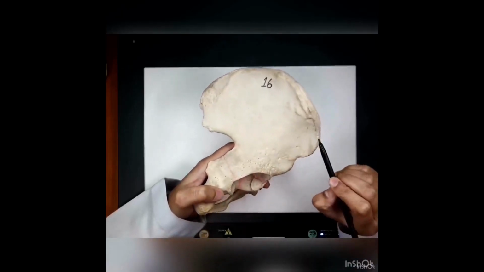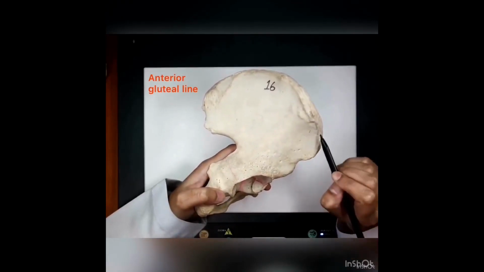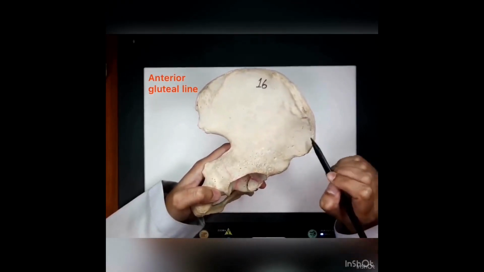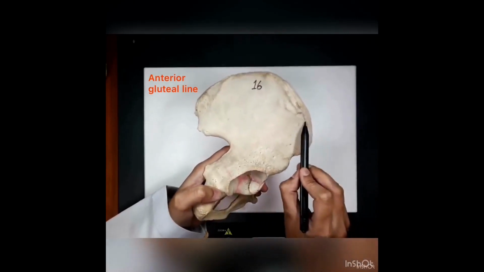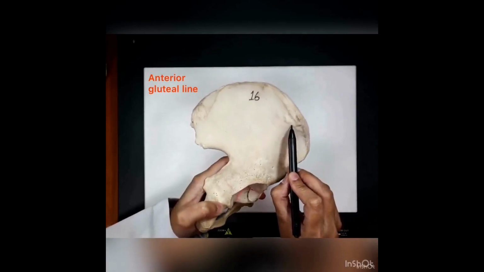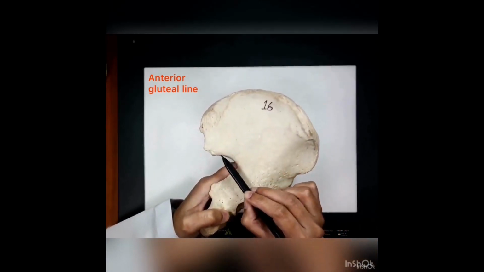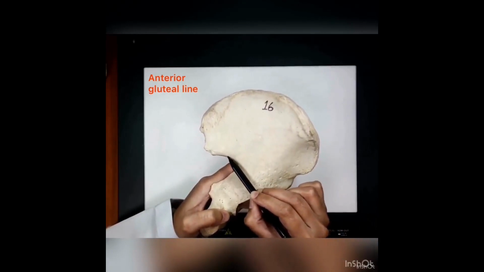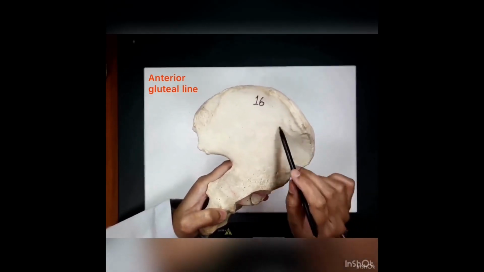The second is the anterior gluteal line, which extends from the iliac crest roughly 2 to 3 centimeters posterior to this anterior superior iliac spine. From here it will start, then it will take a curve and it extends downwards up to the middle of the upper margin of this greater sciatic notch. This is the anterior gluteal line.